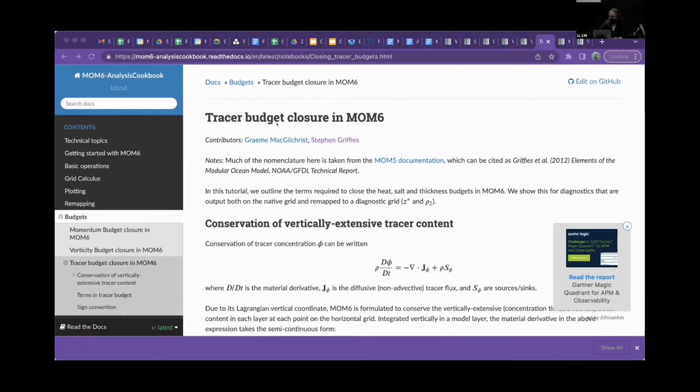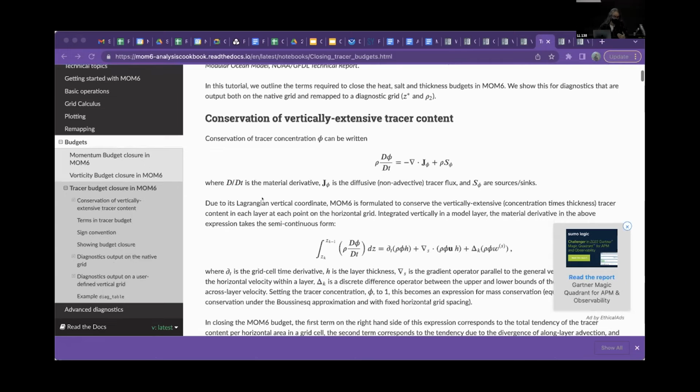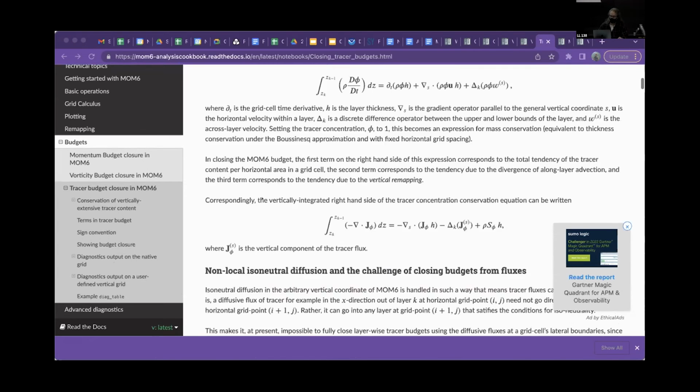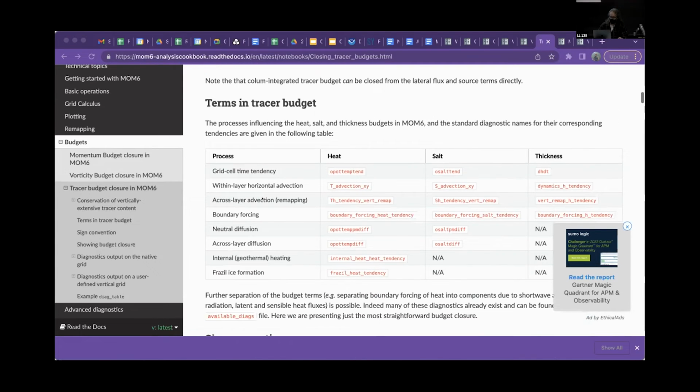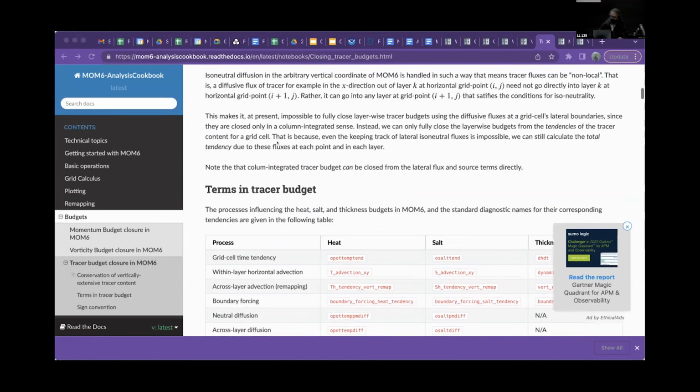And so one of the places that I helped push, I guess it's been 5 years ago when I first got into MOM6, was to look at budgeting of tracers. And this is a wiki or documentation that Graham McGilchrist and I put together on documenting the analysis of budgets for tracers, temperature, salinity, biogeochemical tracers. I'm not going to go through it in detail, but this is just, what are the terms you want for the heat equation, the salinity equation, the salt equation, thickness equation.